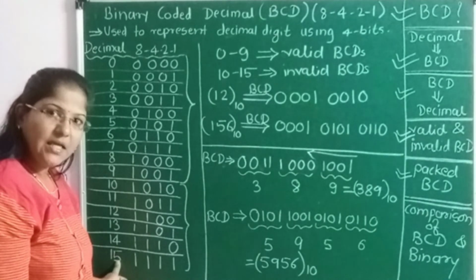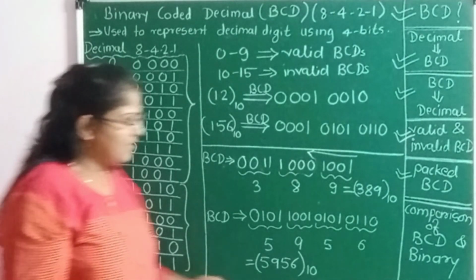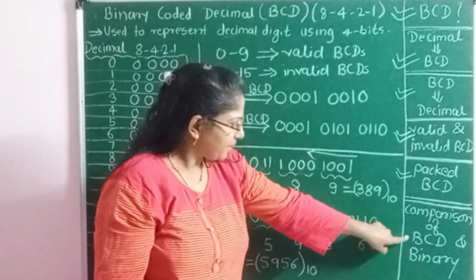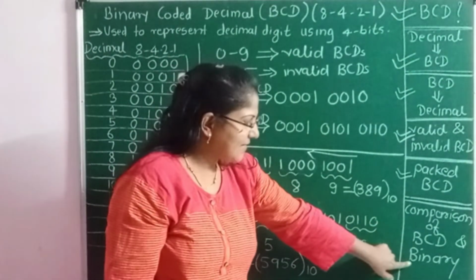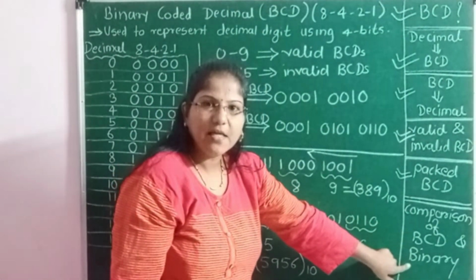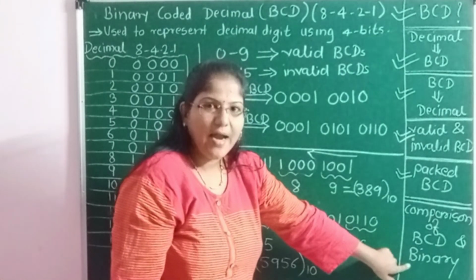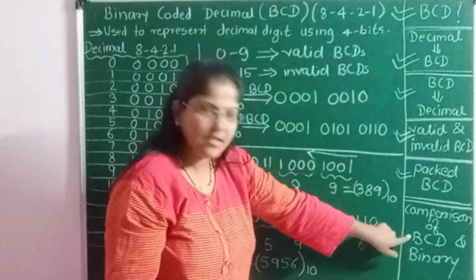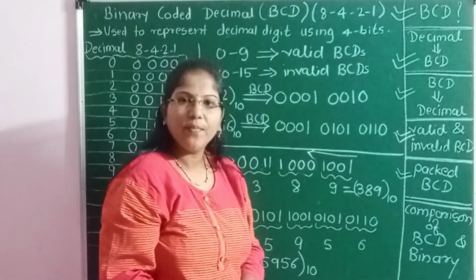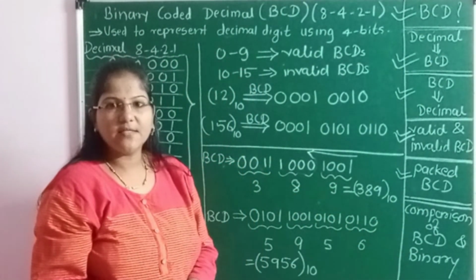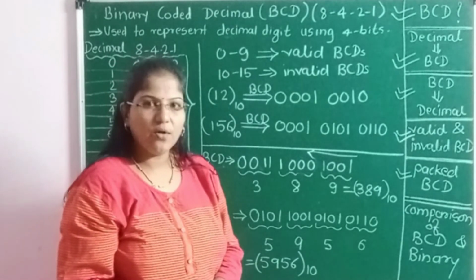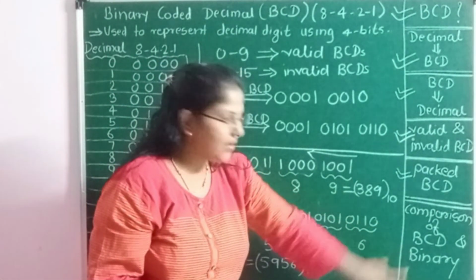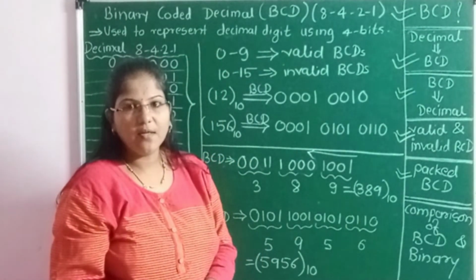4 plus 4, 8. So the BCD always contains a lot more bits as compared to the binary number system. So the addition as well as the subtraction becomes very difficult in BCD as compared to the binary. So in short, we can say BCD is not efficient to use as compared to the binary number system.